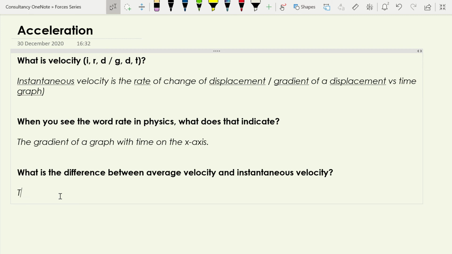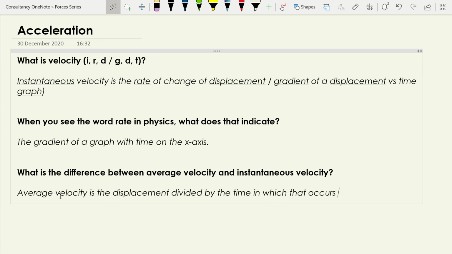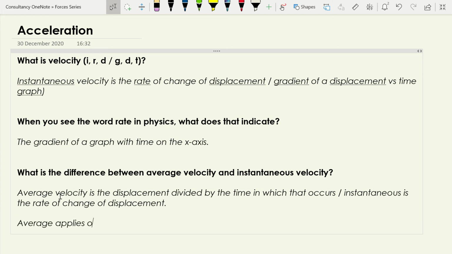Average velocity is the displacement divided by the time in which that occurs, whereas instantaneous velocity is the rate of change of displacement. So average applies over a period of time. Instantaneous, as the name kind of implies, applies at a specific moment in time.